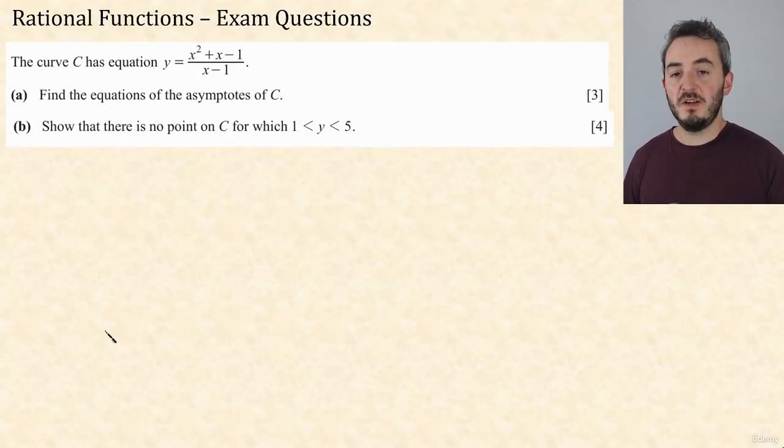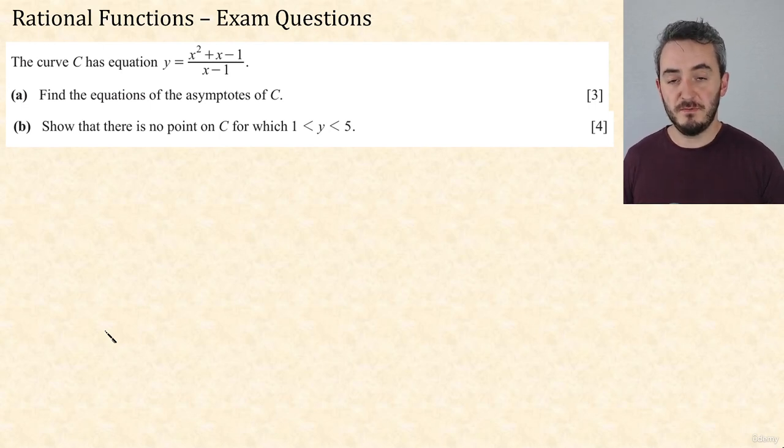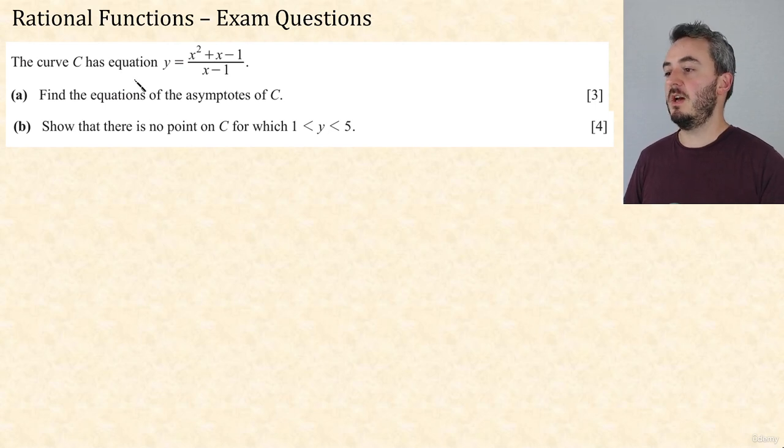In this video, we're going to be working through some exam problems on rational functions. So in each case, definitely pause the video, try it for yourself first, and then watch me work through it if you need. Okay, the curve C has equation y = (x squared + x - 1) over (x - 1).